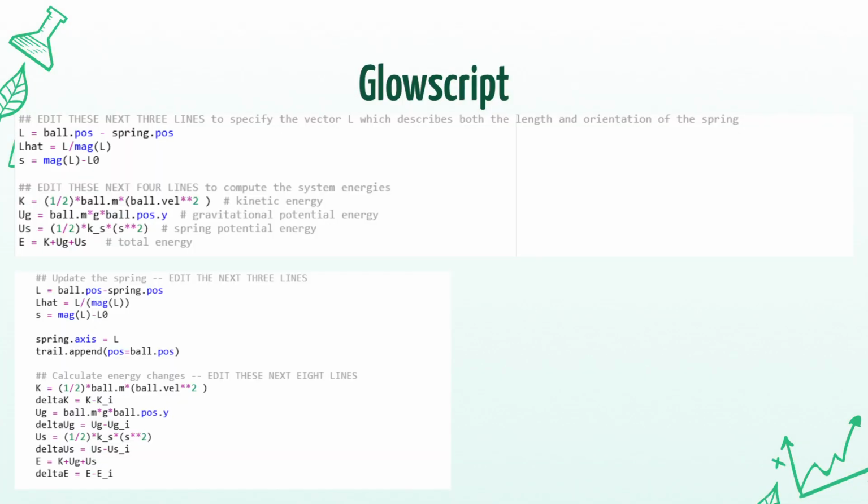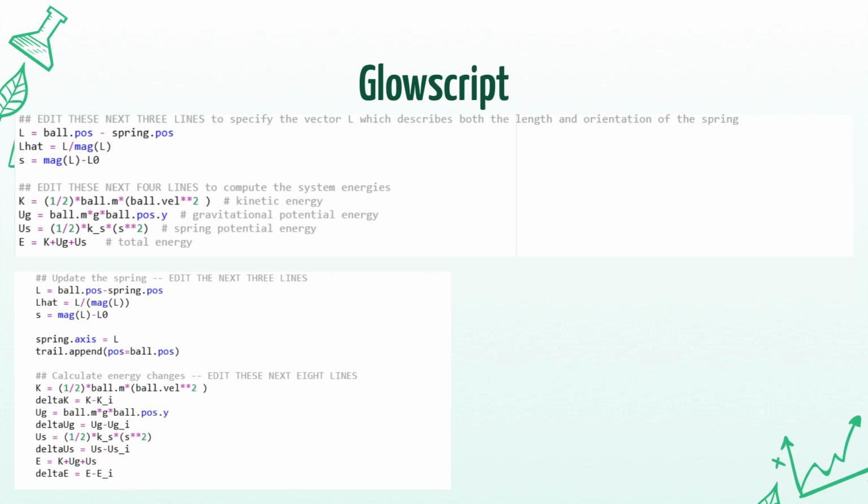And then here's the GlowScript. The top one is setting up the initial data. So L is found by the ball's position subtracted from the string's position. L hat is L divided by the magnitude of L. And then S is the magnitude of L divided by L naught.